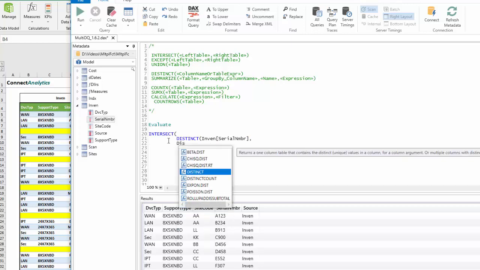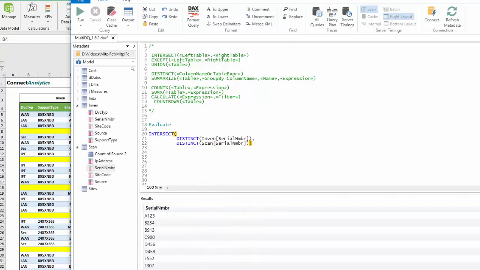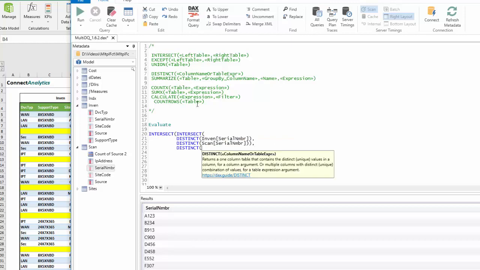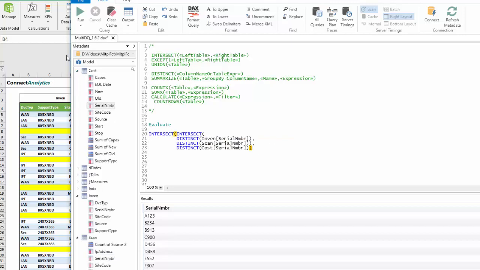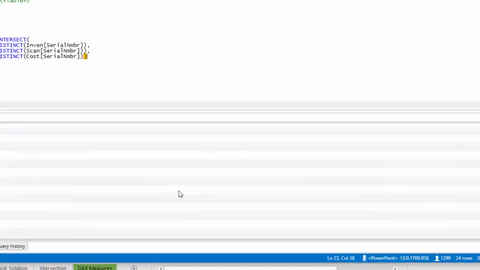And let's do it again, distinct of scan inventory. We can see we've intersected 25 rows. So what that tells us is that there's a pretty good match between the scan and the inventory. So now we want to intersect this with cost, right? Let's do another intersection. And so we have our left-handed table, which is the intersection of our inventory and scan. So now we're going to do a distinct of our cost serial numbers and run that. So you can see we have 24 rows net.